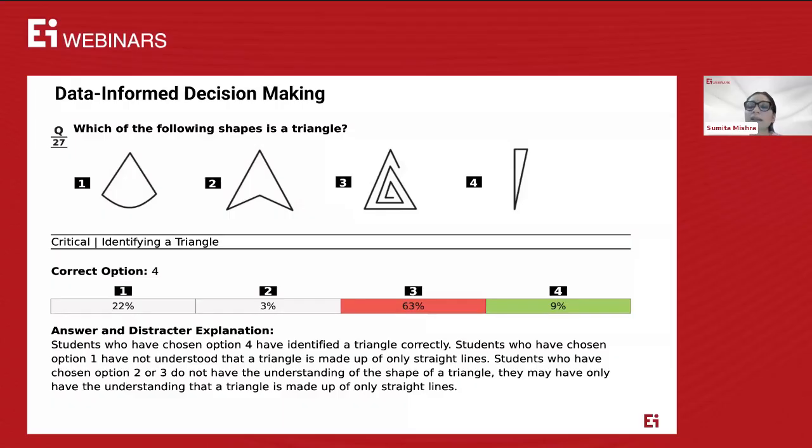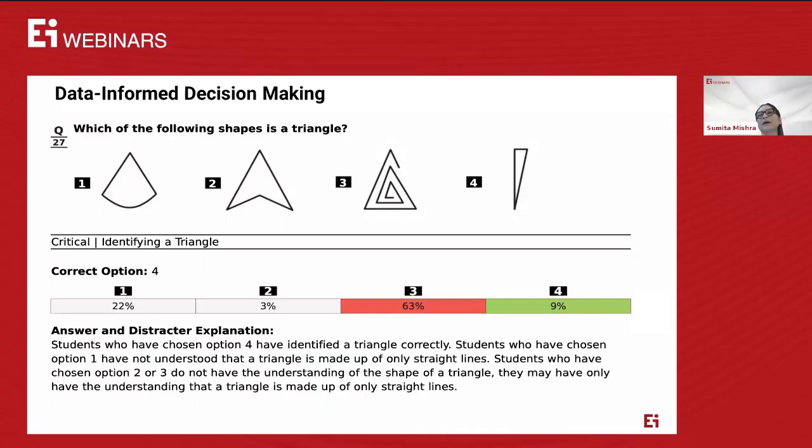It's shape 3. And why do you think that is? Because this is the shape which is most similar to what they find in their textbooks, a typical equilateral triangle shape. So more than 60% of the students chose option 3. And only 9% of the students chose option 4. Why? Because it least looked like a triangle to them. So the misconception was captured through this question.